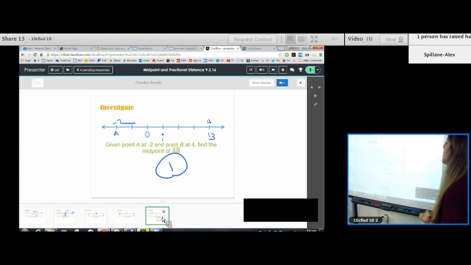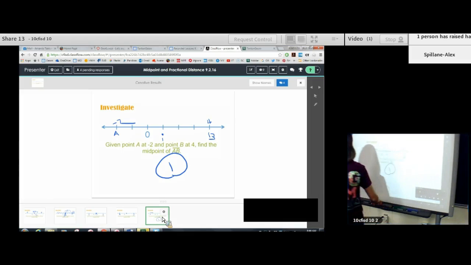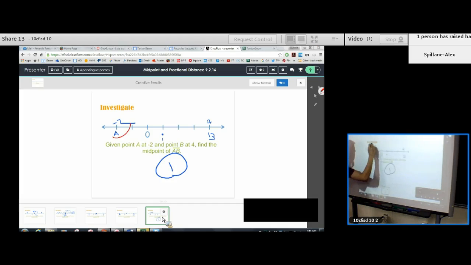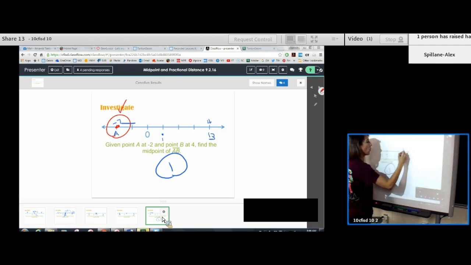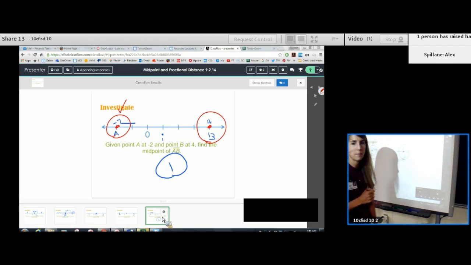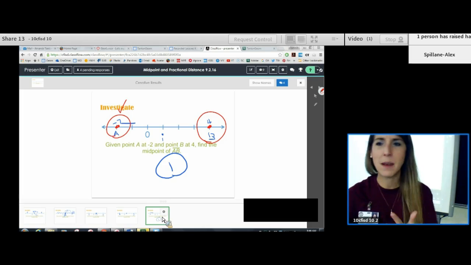Alright, so let's look at what you did in class flow. Given point A is at -2, good job. You plotted point A and you wrote down the coordinates. Point B is at 4, good. You plotted point B and you wrote down the coordinates. Find the midpoint of AB.